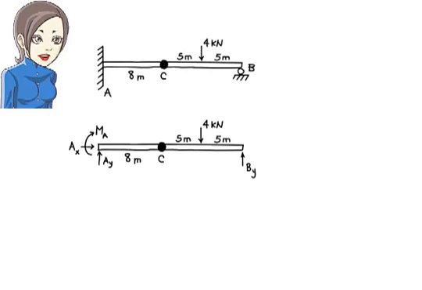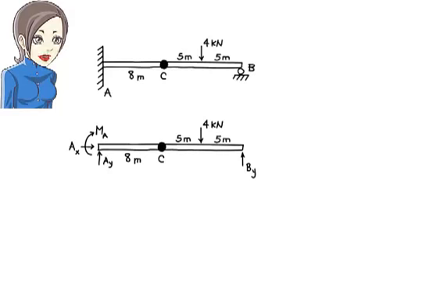Does this mean the structure is statically indeterminate? This would have been the case if the beam did not have an internal hinge. But the hinge at point C does make the structure statically determinate. That is, we should be able to determine the support reactions solely using static equilibrium equations.